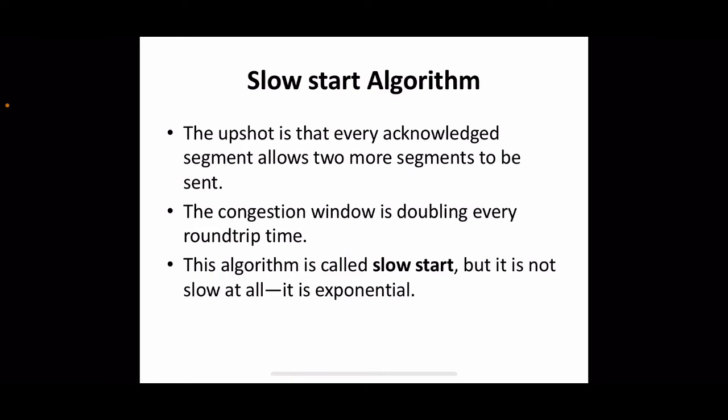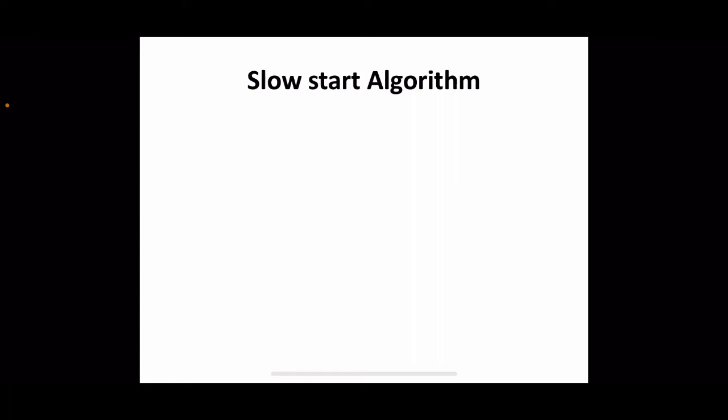In the first round trip time, it will send one segment. In the second round trip time, it will send two. The third one, it will send four. Like that, for every segment, two separate segments will be sent. So it's doubling in every round trip time, and that growth is exponential. Even then, we are calling it a slow start.